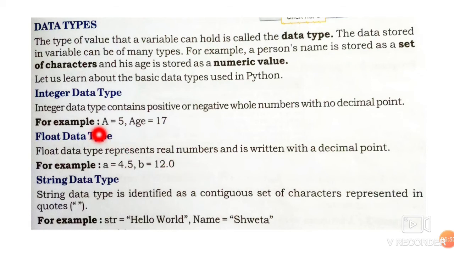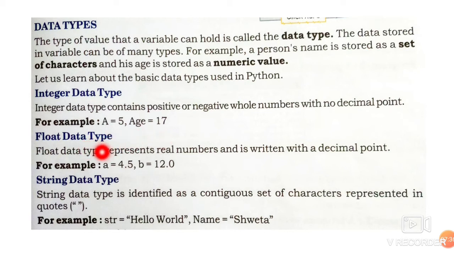Now, the integer data type. Integer data type contains positive or negative whole numbers with no decimal point. Integer data type means what? It contains positive or negative whole numbers, and there are no decimal points. For example, a equals 5, age equals 17. You can use positive numbers as well as negative numbers, but these numbers do not contain a decimal point.